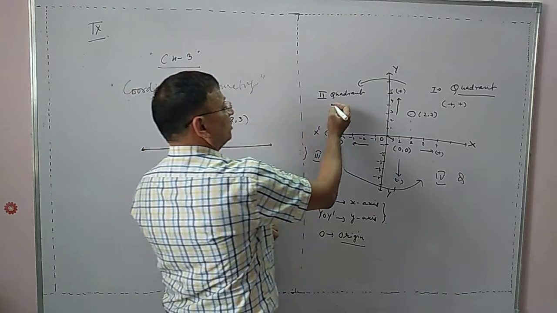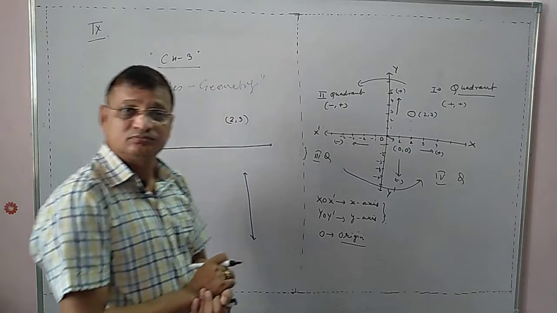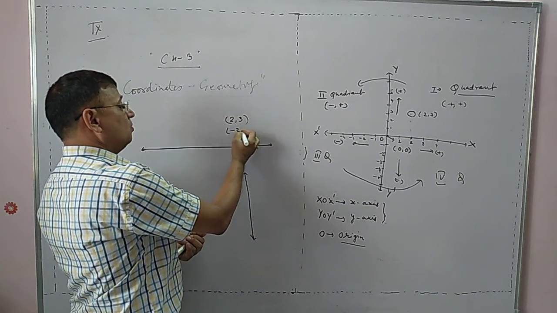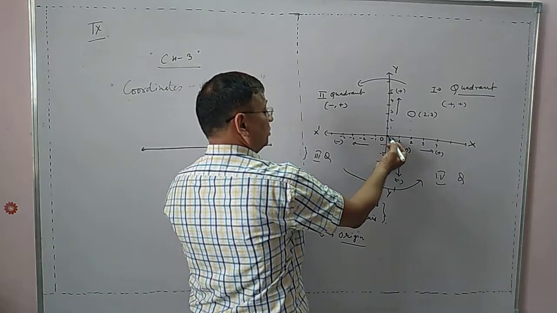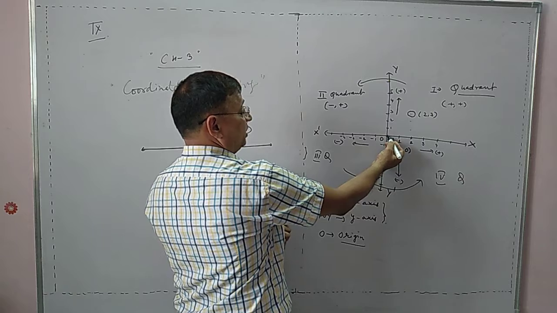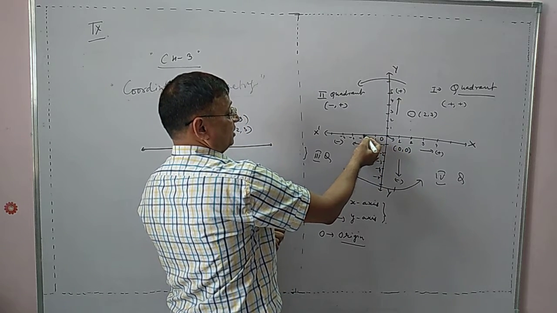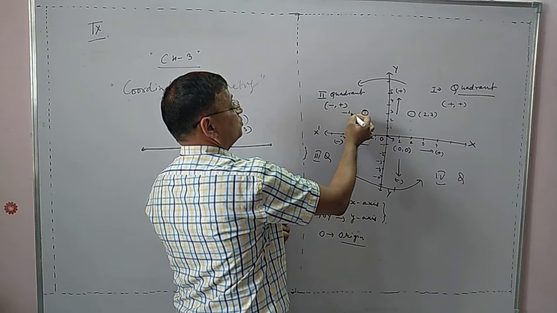In the second quadrant, the first is negative but the second is positive. For example, we take (-2, 3). This time start from the origin, but the first coordinate is negative, so minus 1, minus 2. But the second is plus 3: 1, 2, 3. This point is (-2, 3).